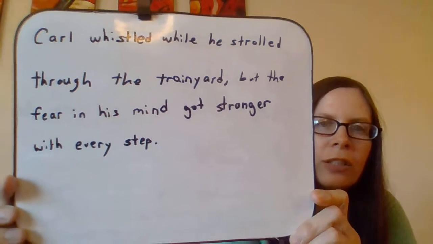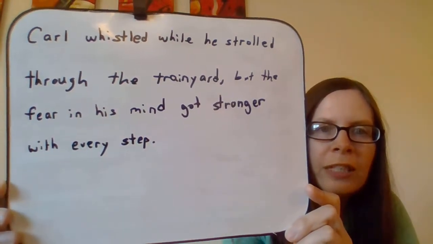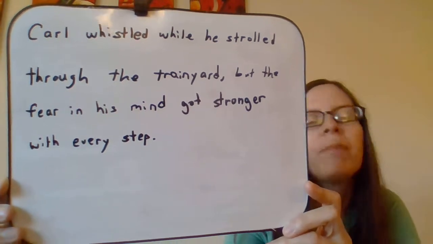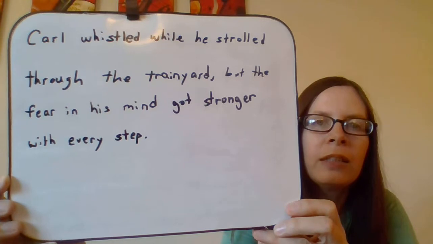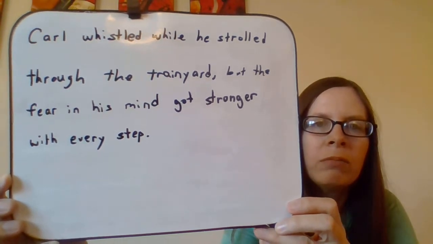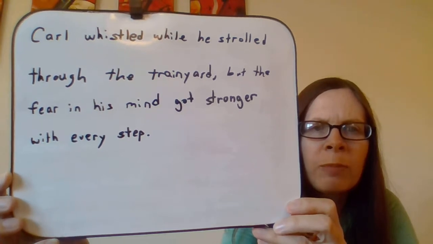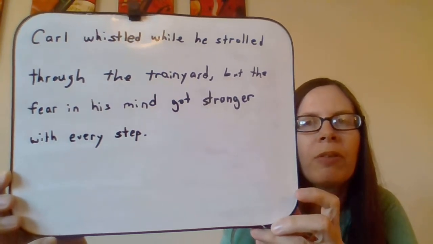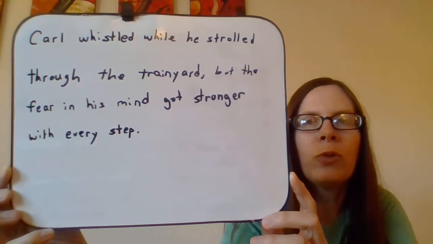Okay, so it says, Carl whistled while he strolled through the train yard, but the fear in his mind got stronger with every step. Okay, so this one has two independent clauses. Carl whistled, and the other independent clause is the fear in his mind got stronger with every step. The dependent clause is while he strolled through the train yard.